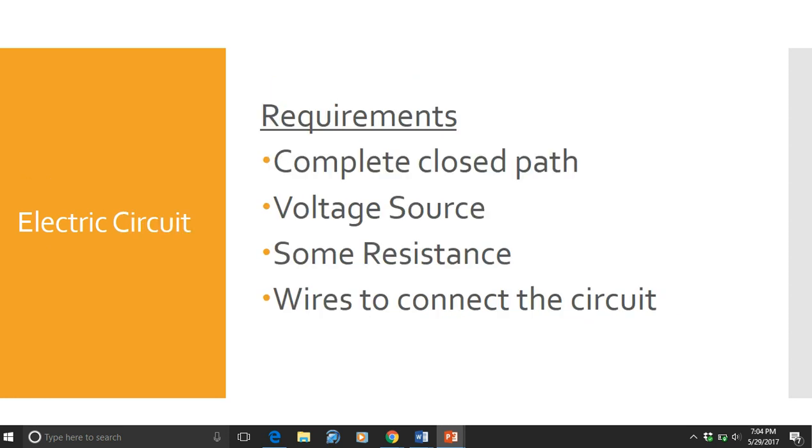When we have an electric circuit, remember you need to have a complete closed path. One of the things you guys messed up on the test was that you saw you needed an open switch. Open switch means that it's not closed, it is not functional. It is not working. So when the switch was open, that was fine. That's not going to create a complete circuit. Then you need a voltage source. That would be something like a battery, something to provide resistance, and then wires to connect the circuit.